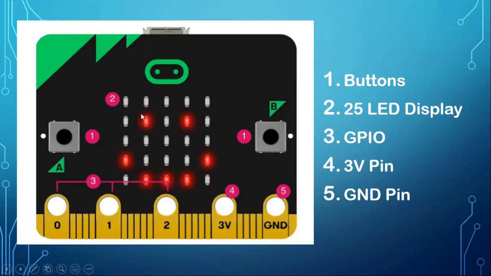Okay, so let's take a closer look at the Microbit. Shown here is the picture of the front side of the Microbit. On the front side, components are as follows. You have two buttons which are programmable. You have the 5x5 LED display or LED matrix which are also programmable. Down below you have the GPIO pins, the 3-volt pin and the ground pin.